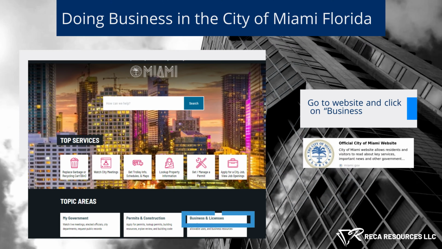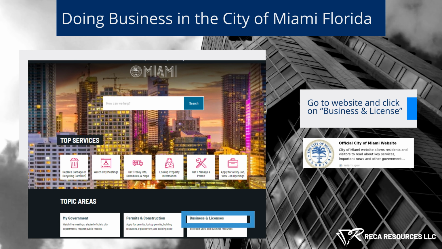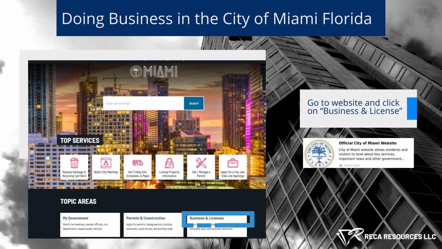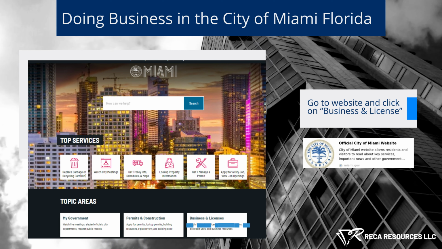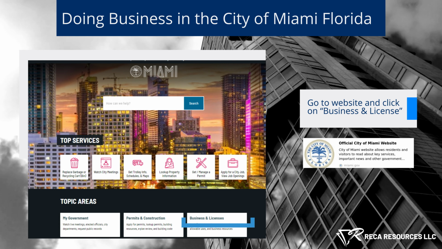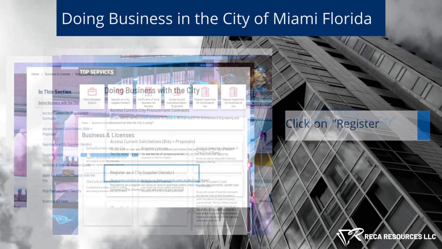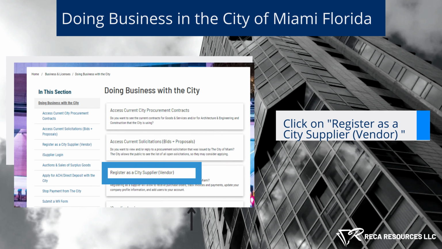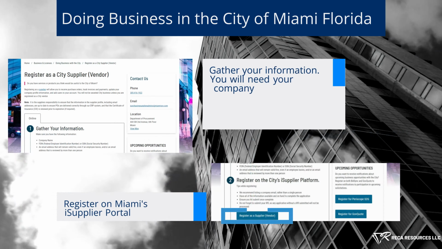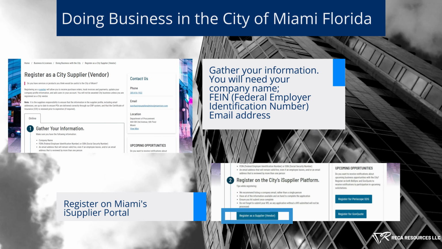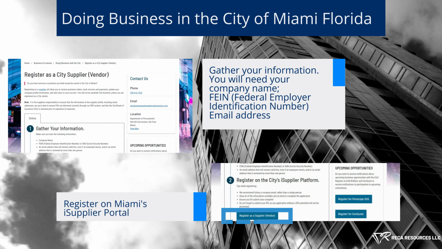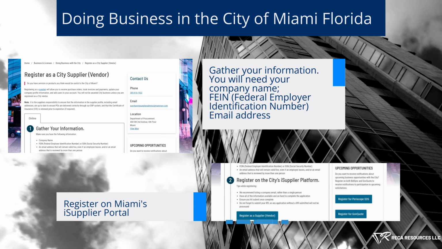Begin by registering as a supplier. To access the iSupplier procurement portal, go to Miami City's official website and click Business and License. Then click on Doing Business with the City. Now register as a supplier by clicking Register as a City Supplier, Vendor. Gather your information before you begin. You will need your company name, FEIN, Federal Employer Identification Number, and email address.